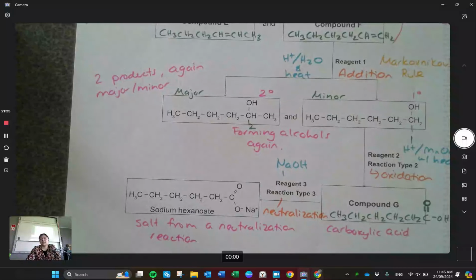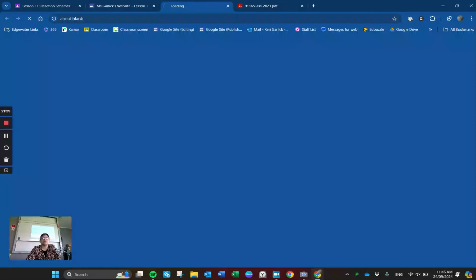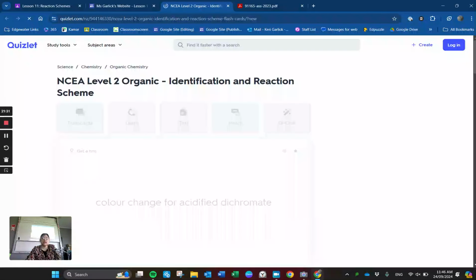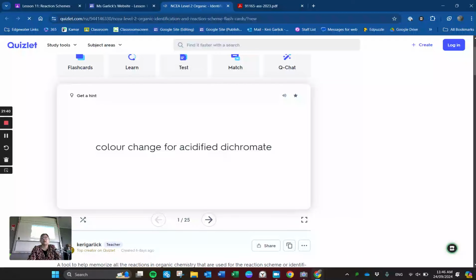So that's why I've linked, again, on my Google site, that Quizlet that you can do. And it has the reactions both for the identification test and the reaction scheme. So for example, you can flip through it and go, okay, what is the color change for acidified dichromate? So you can make sure you memorize what that is. It should be an orange color to a green color.